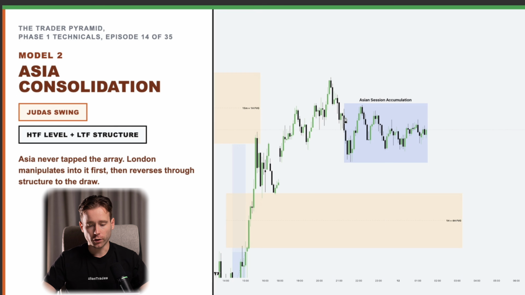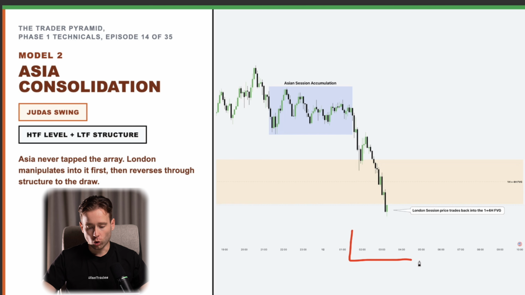Zooming in on the price action on the lower time frame, we are now in the Asian session and the start of London. Asia accumulates. Then with the start of London session, it starts to manipulate into that overlapping 1 and 4 hour fair value gap. But there's no long idea here yet because we need to see reaction from that displacement.